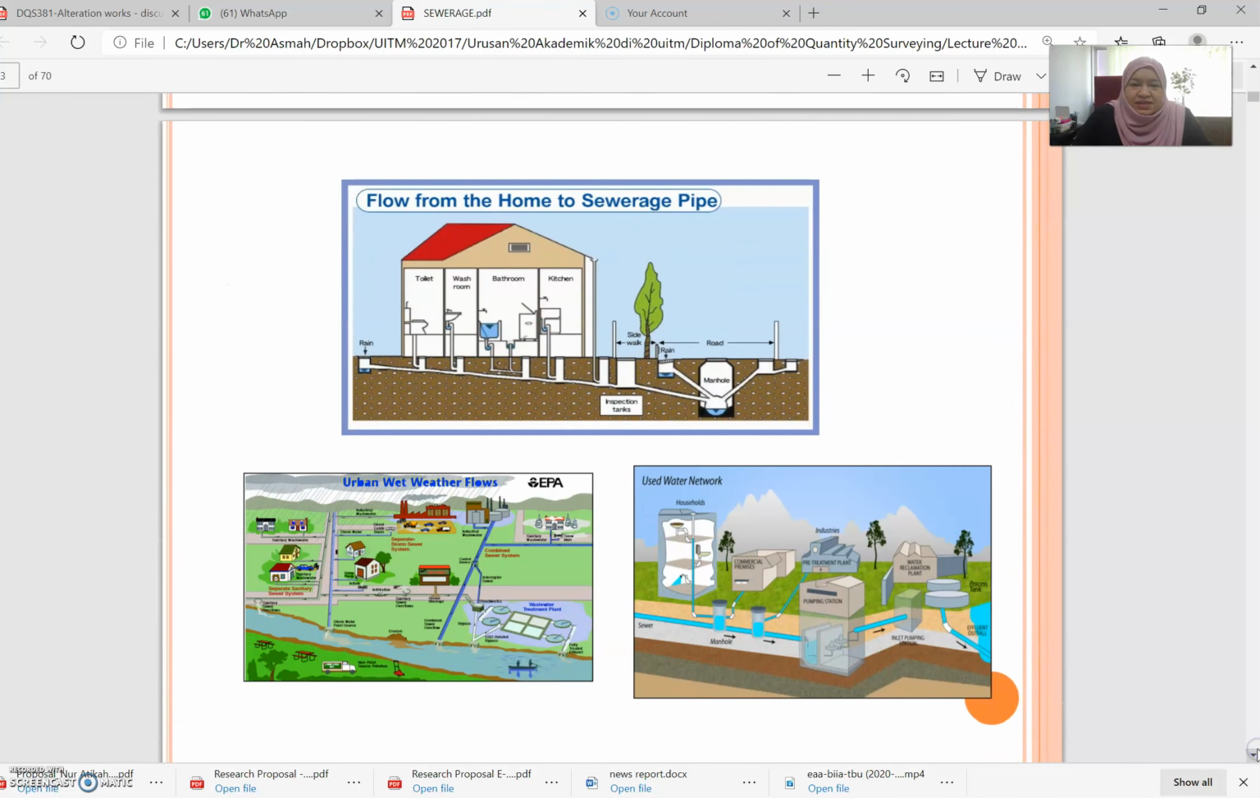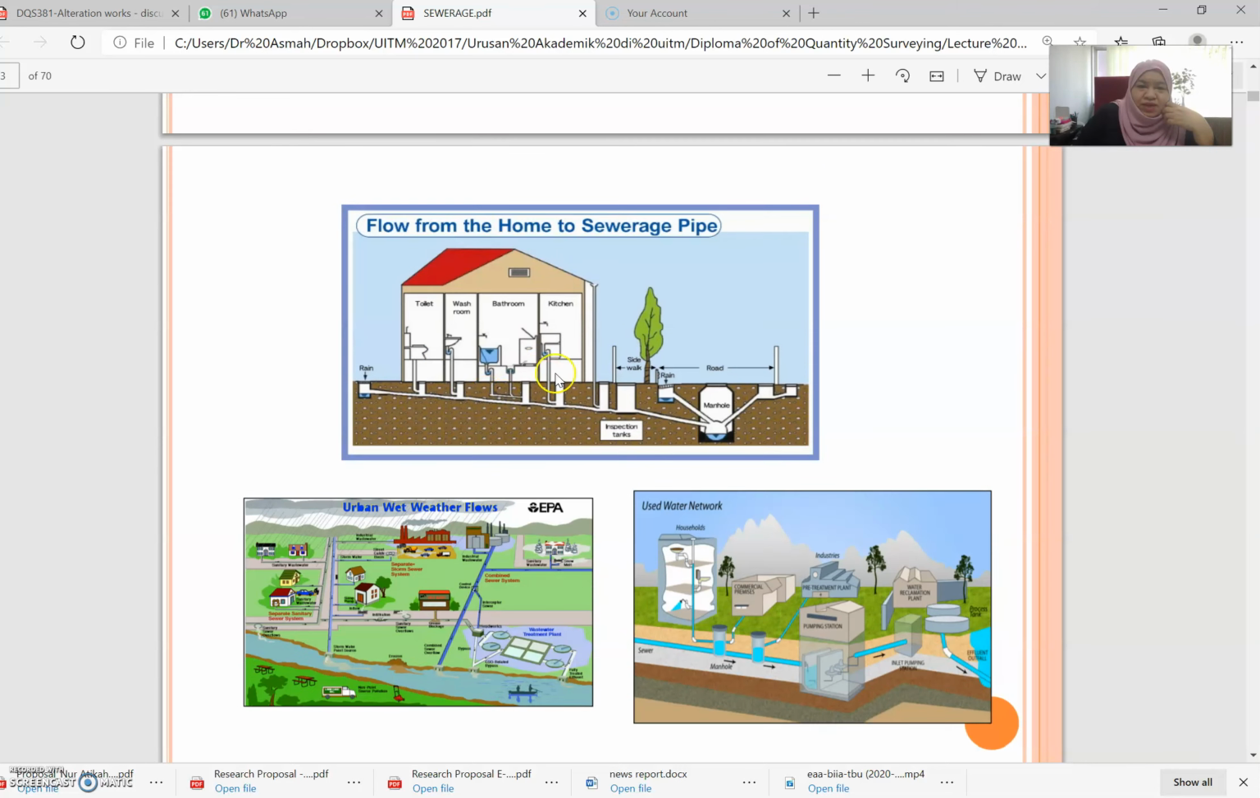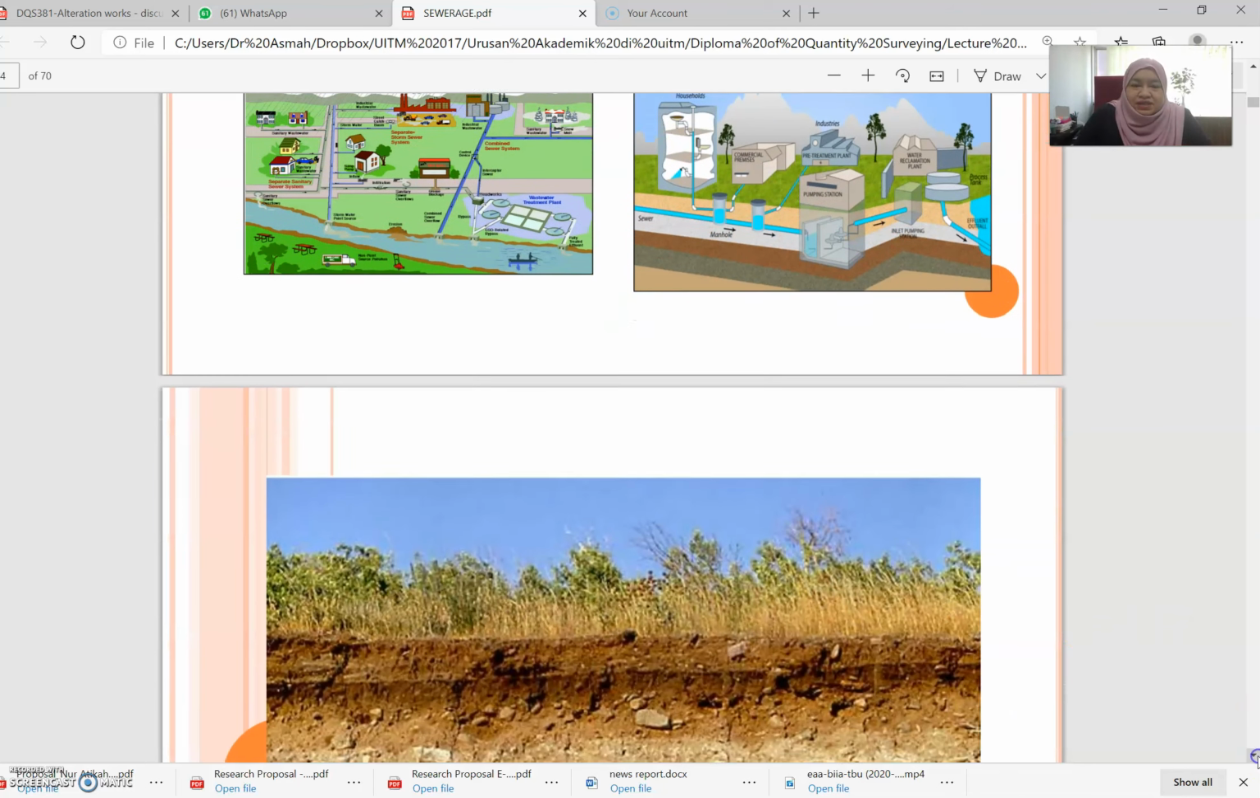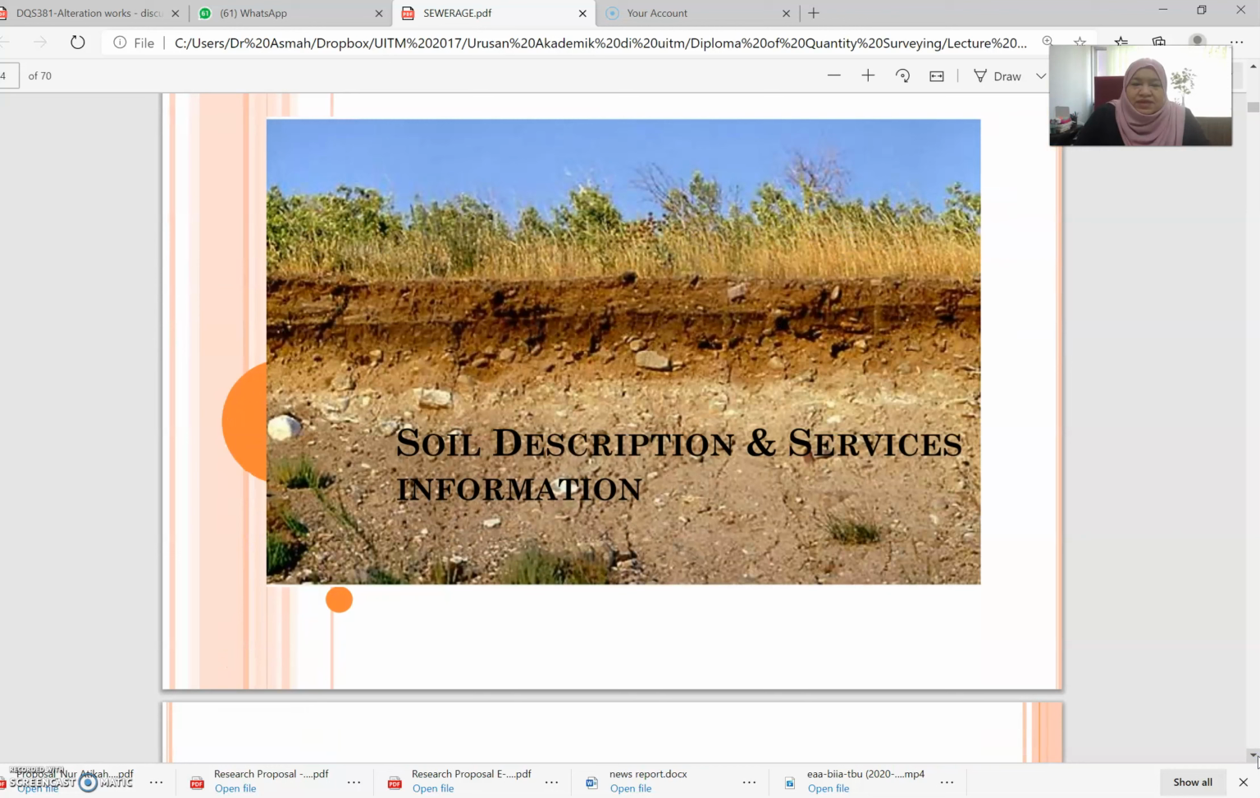Okay, basically this is a sewerage piping. What we are looking at here is within the boundaries. Anything beyond boundaries will fall under a different category. The measurement that we'll be looking at today starts from the piping up to your manhole. So you have to be very careful in defining the scope of work. First thing first, we're looking at the soil description, services and information.